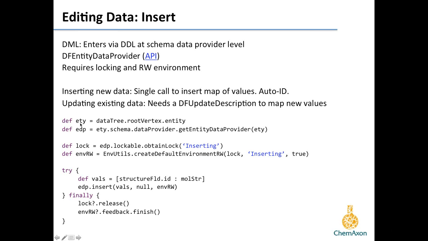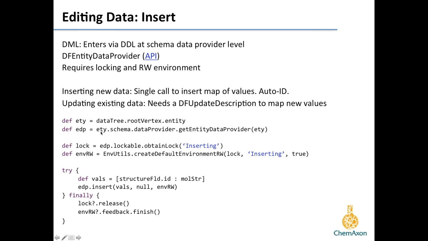The first one is that we have to define our entity. Let's say it's our structure table. So let's get a root or vertex. Let's say it's the top of a data tree. If we had a molecules table at the top of our data tree, then our entity is just going to be the root vertex entity for our data tree. Now, EDP, this is standard nomenclature. You don't have to follow it, but it's considered best practices to do so. EDP is our entity data provider for this particular entity itself.